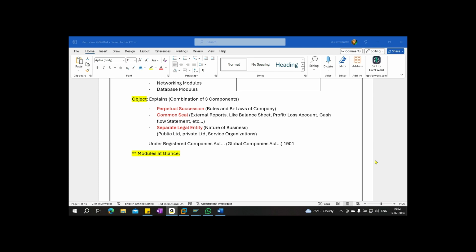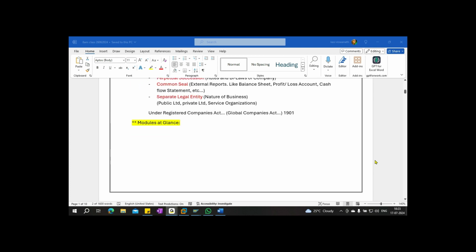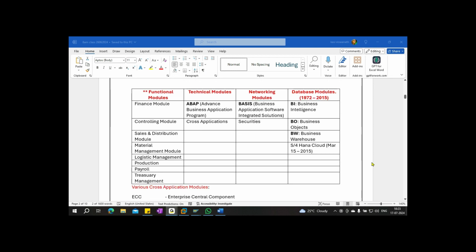Now, I need some clarity. What are the modules in SAP? Before, we discussed the reference: functional, technical, networking, and database. Now let me discuss in depth the function of each and every module. Heading: Module at a Glance, and put a star mark for functional modules. If you apply as a fresher, we will definitely ask what the major functional modules in SAP are. The heading is Module at a Glance.